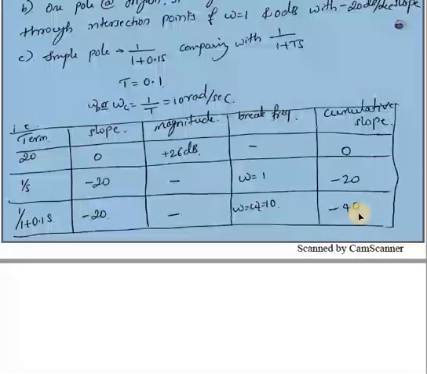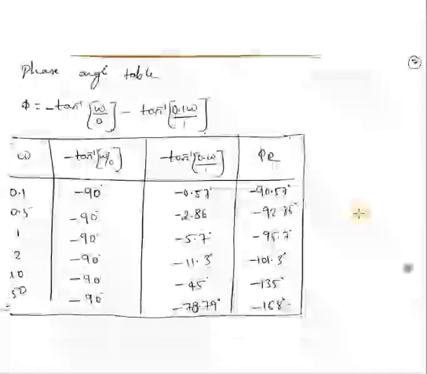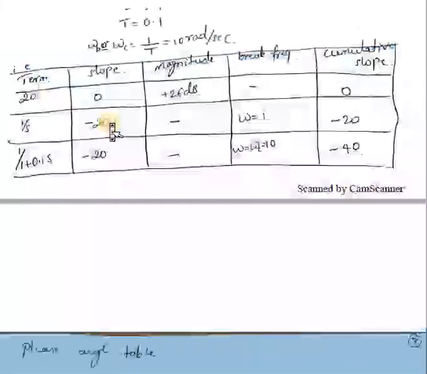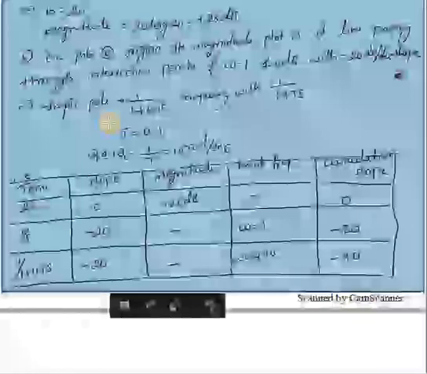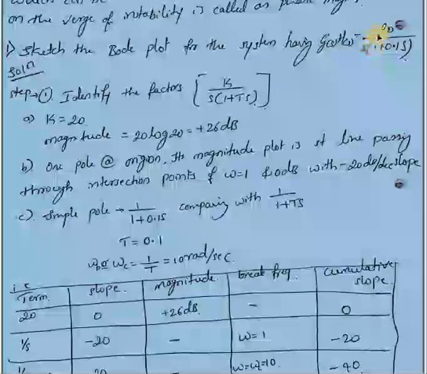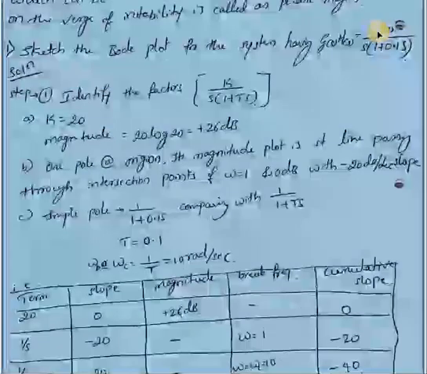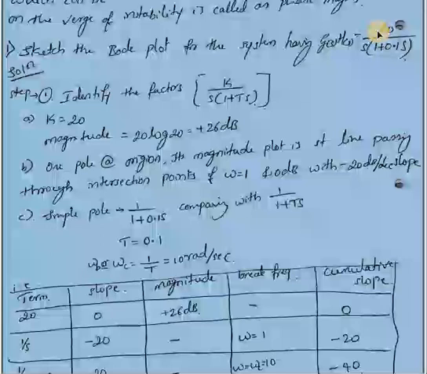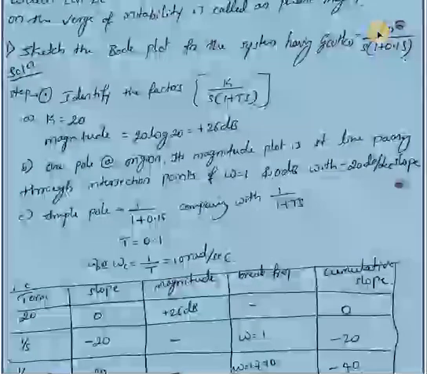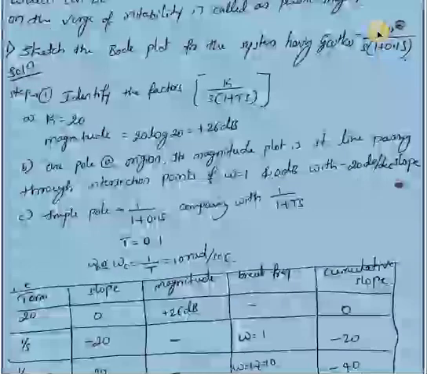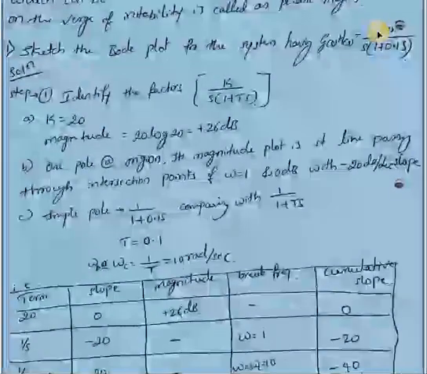After that, you need to construct the phase angle table. For that, wherever s is there in the given equation, you need to replace it by j omega. Here in the numerator it is 20 plus 0 j omega, so the imaginary part is 0 and the real part is 20. So 0 by 20 will be 0 only, so we are ignoring that.